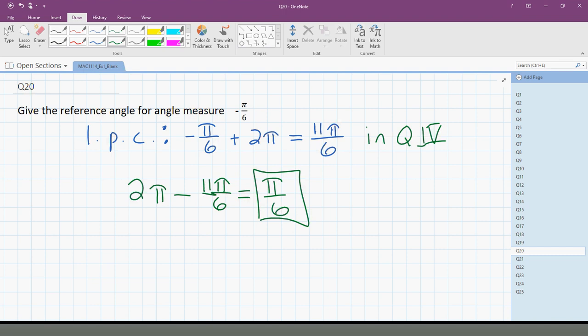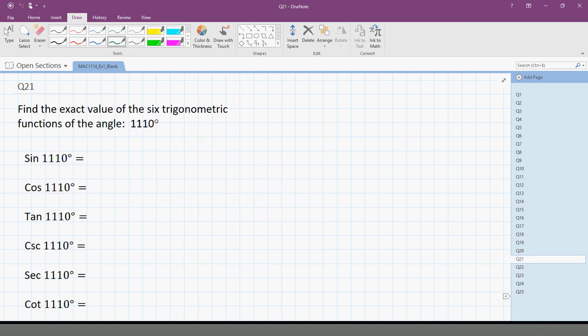All right. So, moving on to number 21. Again, this is one of those things where let's get the least positive coterminal angle, and then from there we can get all of our answers that we need. So, least positive coterminal angle. So that means I got to take this 1,110 degree angle and subtract off 360 degrees a couple different times.